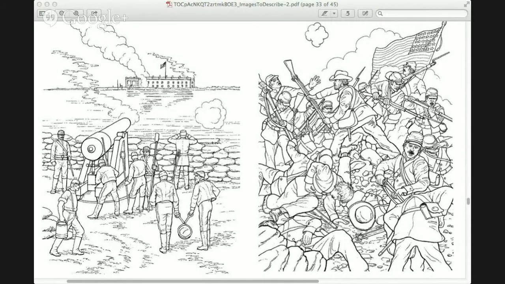I see the flag on that fort. And I don't know which side, north side or south side. And one man bringing the bucket. And another two men are bringing a cannonball, maybe, probably. And I see smoke from the cannon. And the fort is burning, and I see smoke from the building.